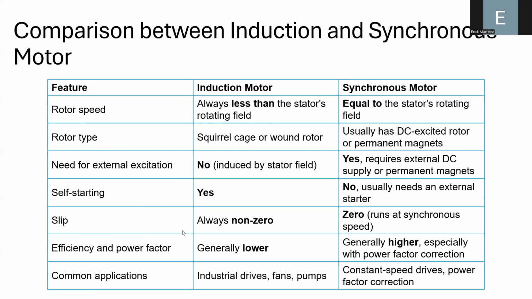Also, the efficiency in the induction motor is lower, and it has a lower power factor. In the case of the synchronous motor, the efficiency and the power factor are typically higher. Especially, we can use these synchronous motors for power factor correction. Common applications: typically induction motors are used for industrial drives, fans, and pumps, and synchronous motors are commonly used for constant speed drives and power factor correction.